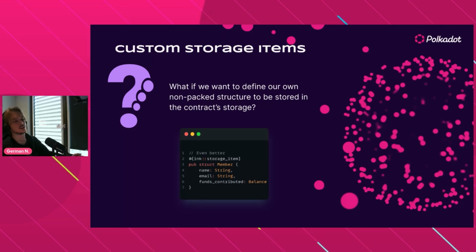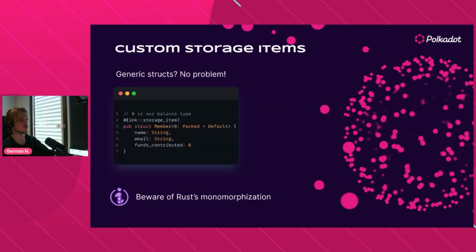The only difference is that in this case, storage item will also automatically calculate keys for any non-packed values within the member. But again, we're going to come back to keys in a later section. And now, let's say you want to define a generic struct. In this case, you still want to store name and email as strings, but you want to define your own type for storing funds. It may not necessarily be a balance and can be just a raw u128 or u32. Again, no problem with that.